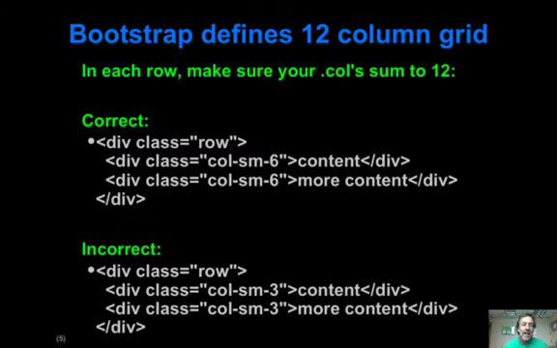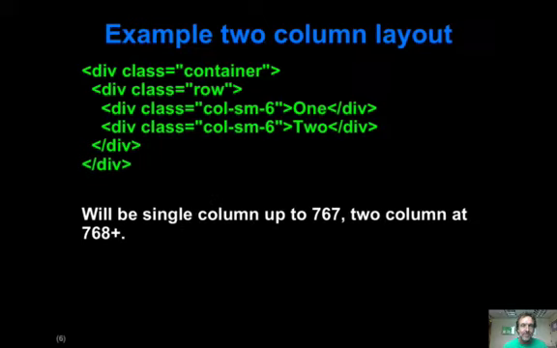An incorrect example of a layout would be the second one, where we put col-sm-3 twice. That only adds up to 6, and we need it to add up to 12. So you can't do that one on the bottom and get predictable results.